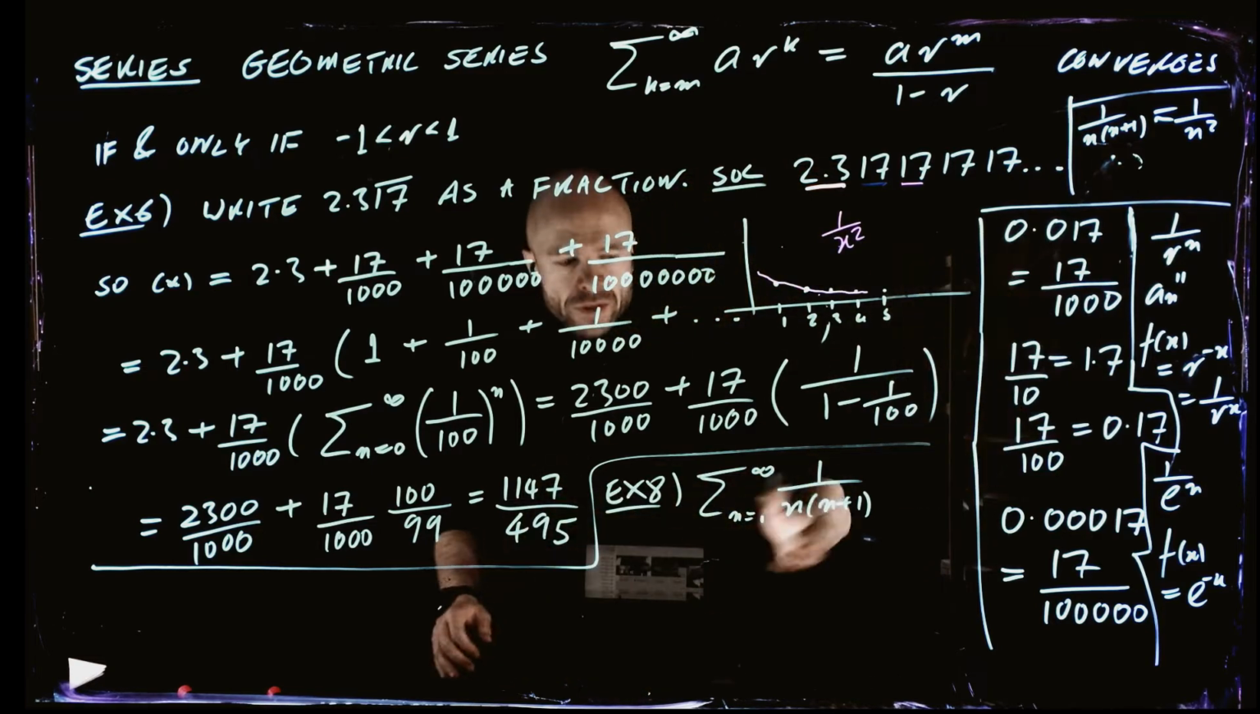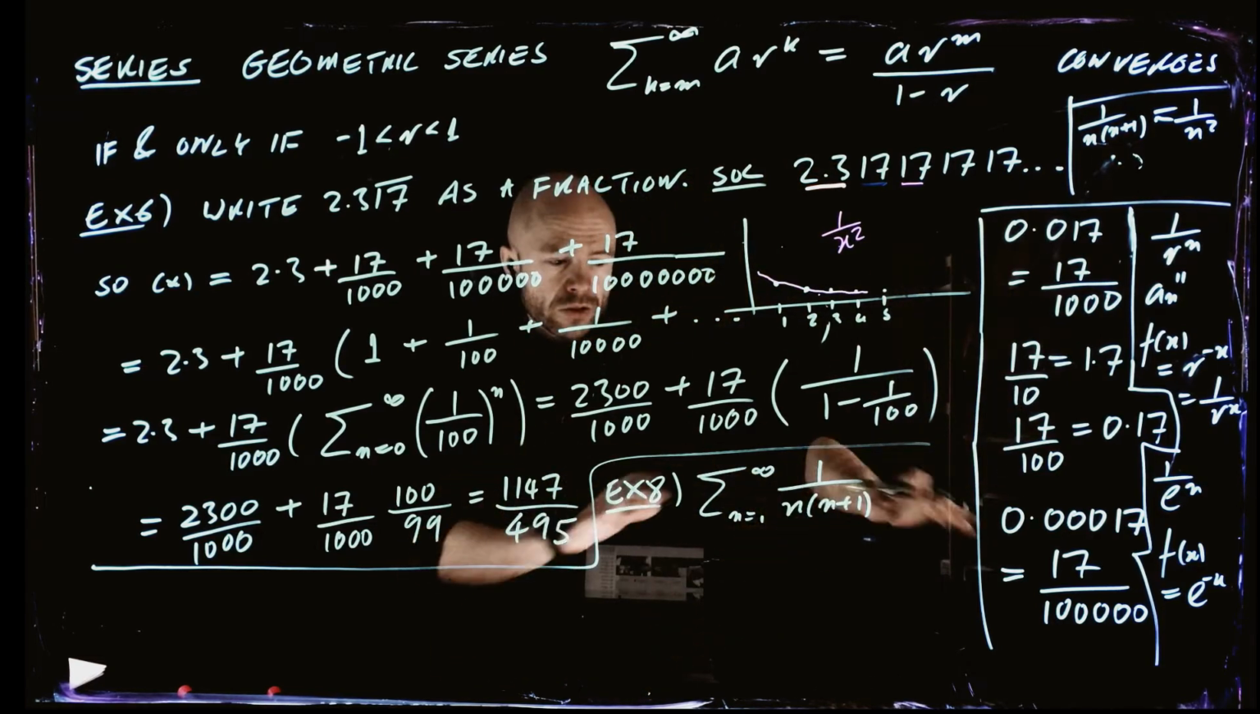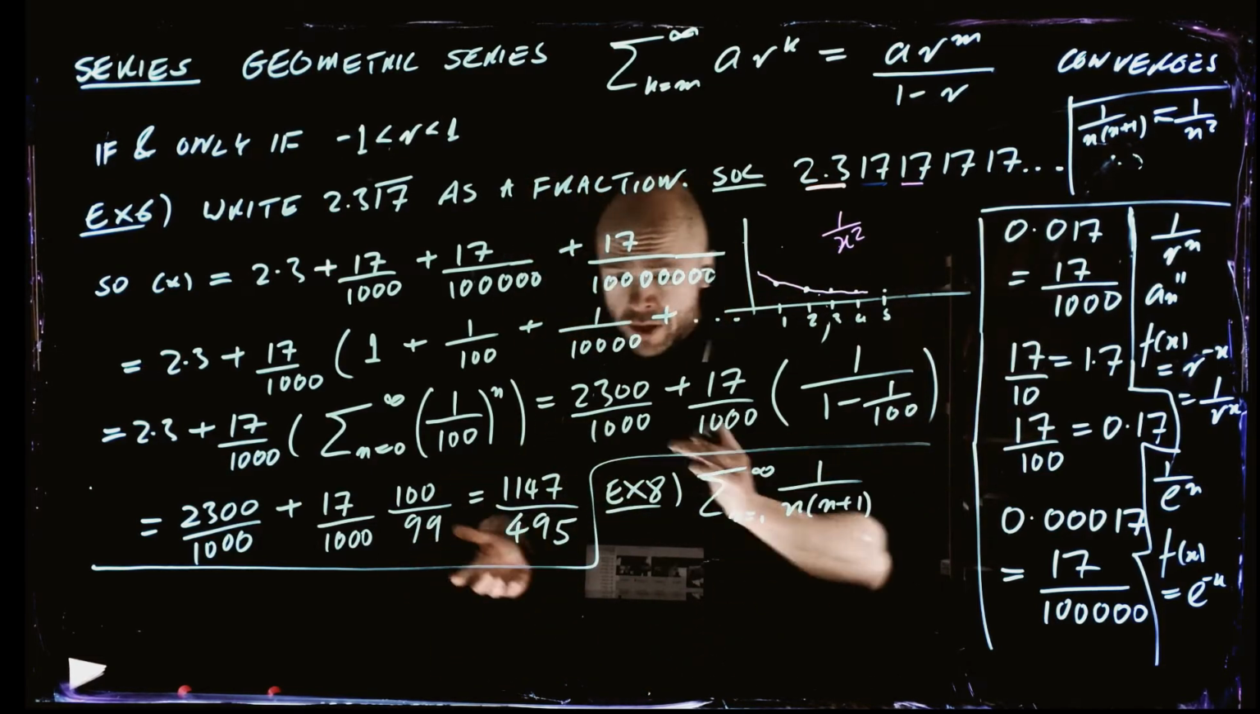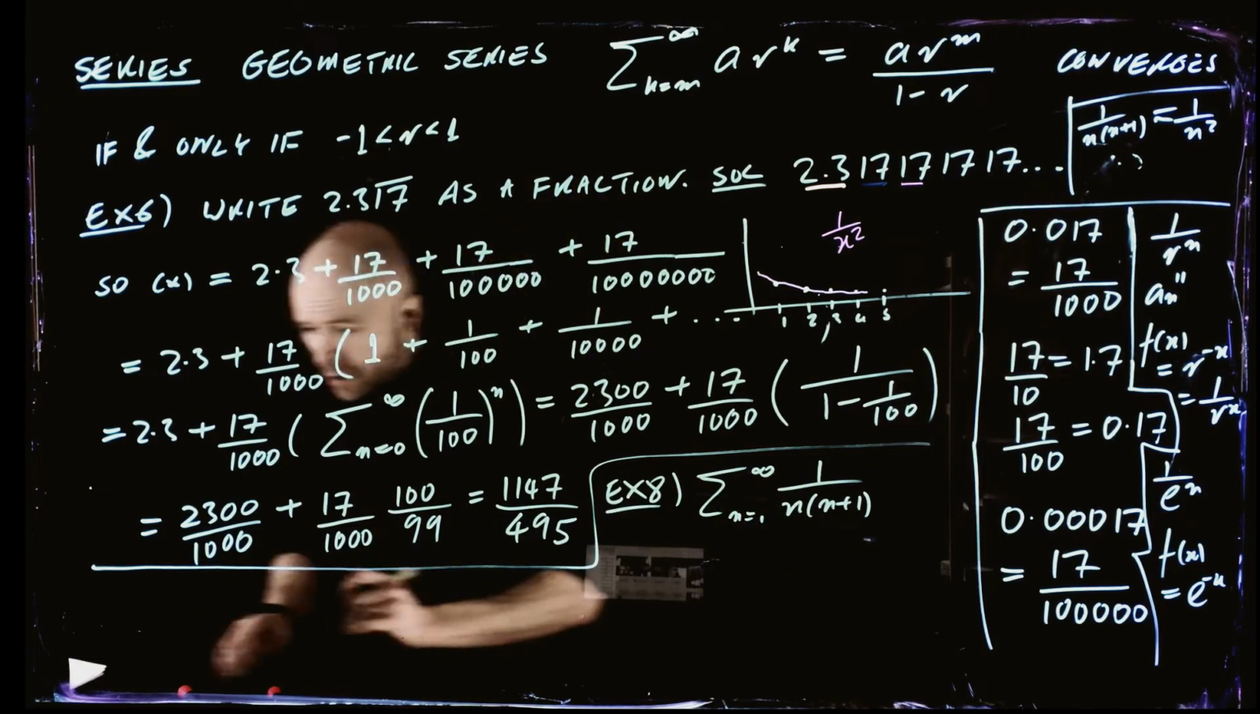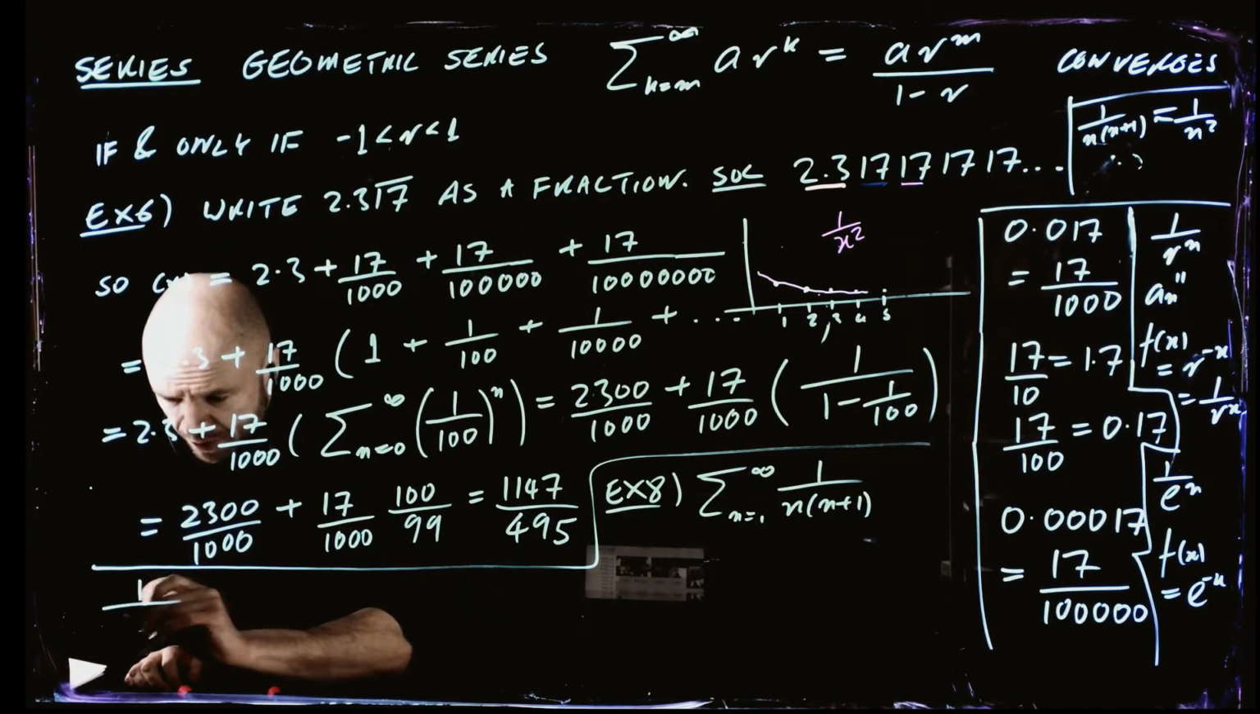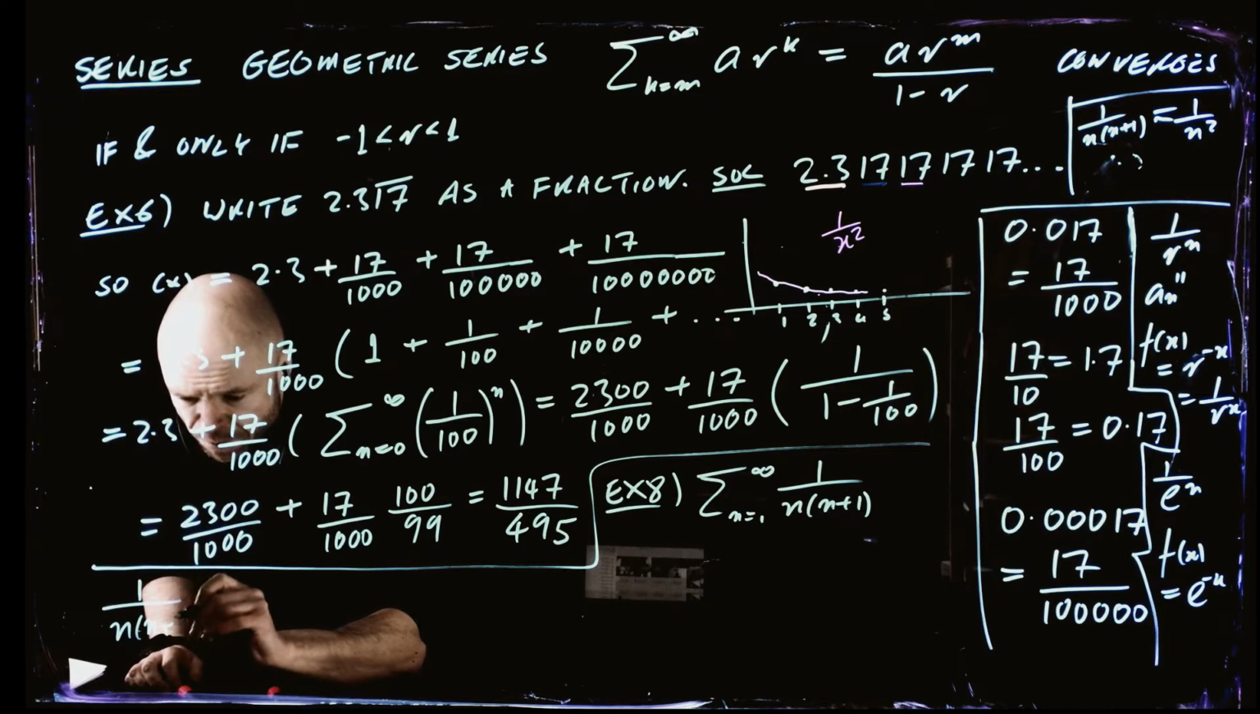Okay, so no geometric series structure here, nothing like this. We're going to have to do some algebra. So I'll look at this. So 1 over n times n plus 1.